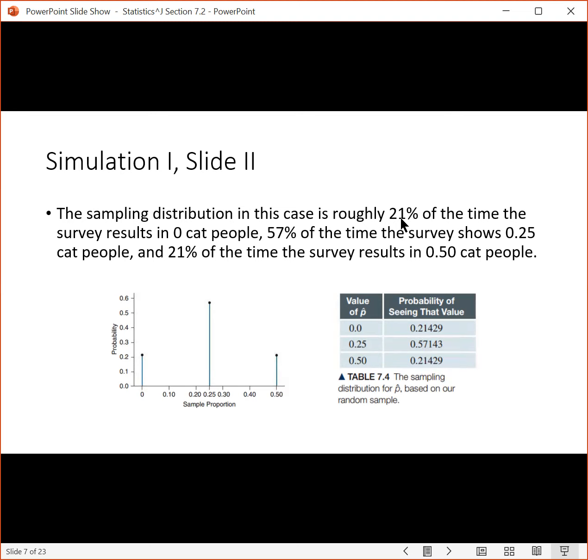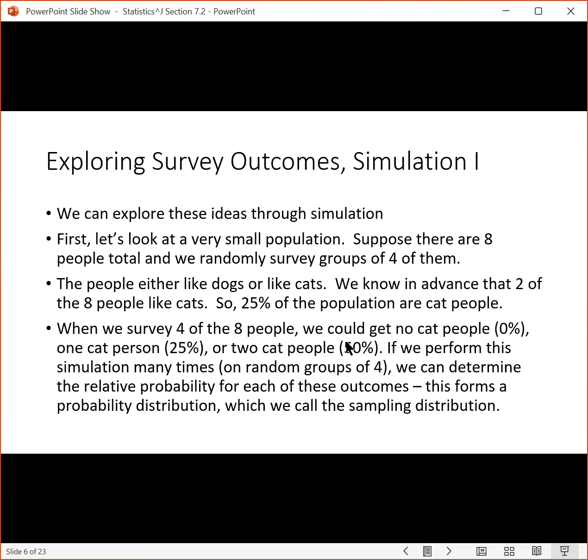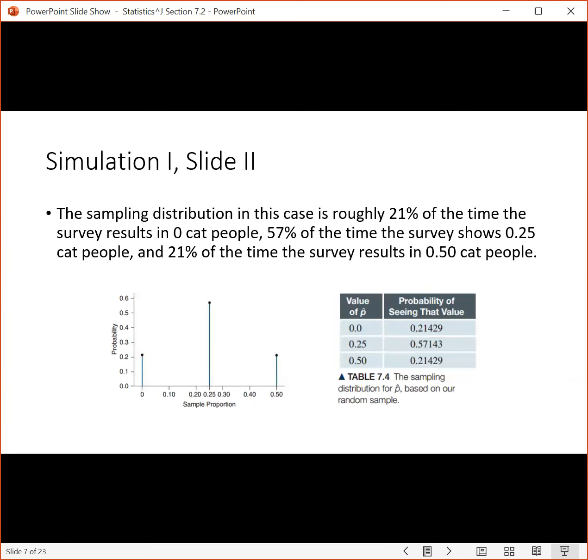So 21% for the probability distribution becomes 0.21 when written as a proportion, 57%, 0.57. As I said, 0.25 cat people, 25% cat people. So anyway, just want to highlight that. Okay, but as far as the information here, the relative frequency is that 21% of the time we're going to get 0 cat people, 57% of the time we're going to get 0.25 cat people, and 21% of the time we'll get 0.5 cat people.